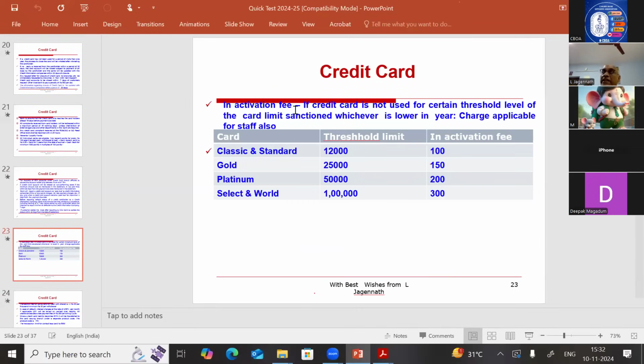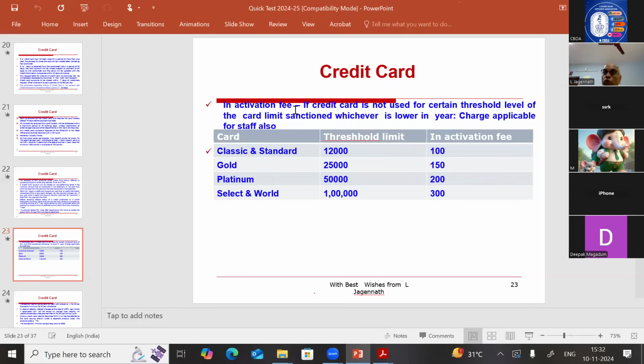Inactivation fee. If the credit card is not at all used for more than a year, steps have to be taken for closure of the card. So what is the inactivation fee? A credit card is not used for more than a year. If a credit card is not used up to a certain threshold level, or the credit card limit sanctioned, whichever is lower, in a year, charges are applicable for staff also.